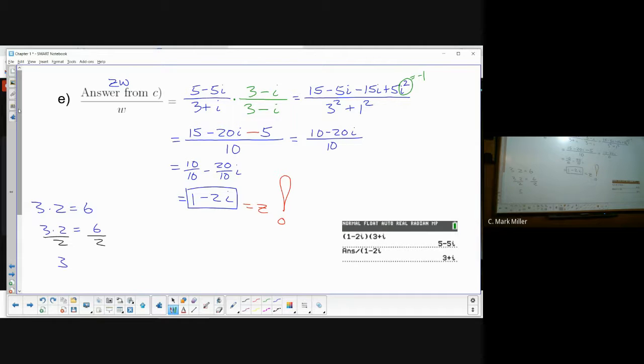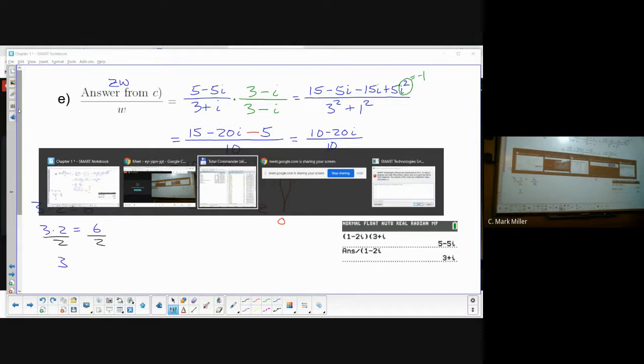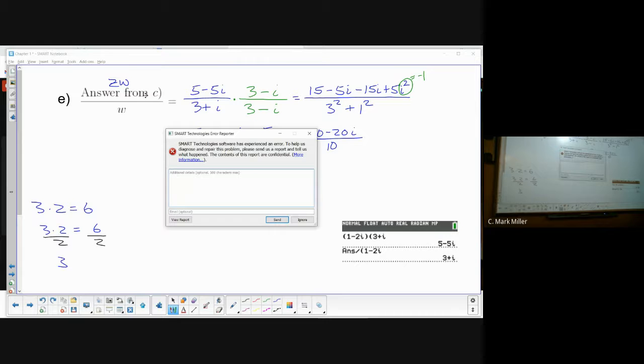We'll have to do this. Any questions on that? Oh, by the way, any questions? By the way, you can do this on your calculator. Right over here. See this? Okay. So get out your calculator. I don't have a calculator.